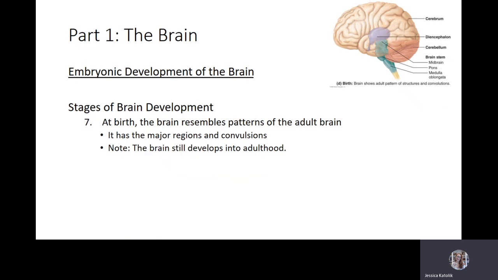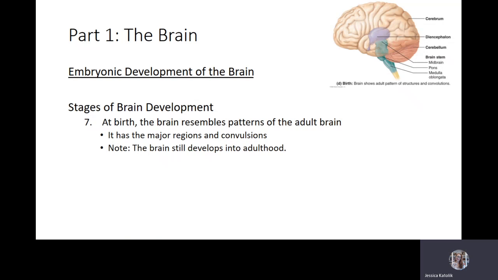The development of the brain is going to continue to birth, and at birth, the brain is going to look very similar to what it would look like in adulthood. It's going to have the major regions, and it's going to have the major folds that are necessary for the brain to function. But note that the brain doesn't stop developing at birth. It's going to develop quite some time into adulthood.